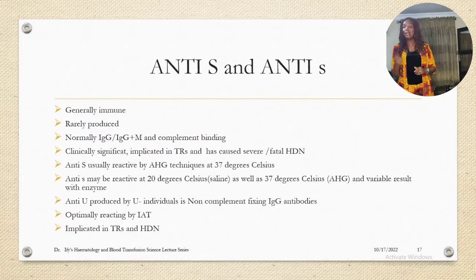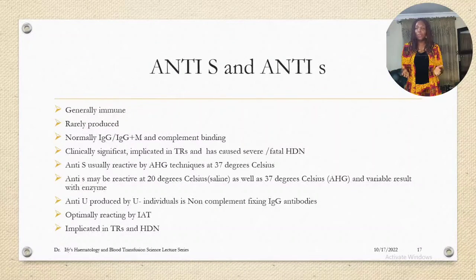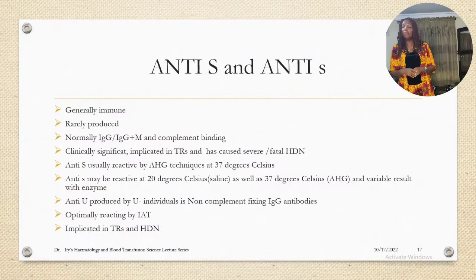Anti-big S and anti-little s are generally immune. They are mostly IgG in nature. They are rarely produced. They are normally IgG, but you can also have IgG plus IgM, and they are complement binding. They are clinically significant.